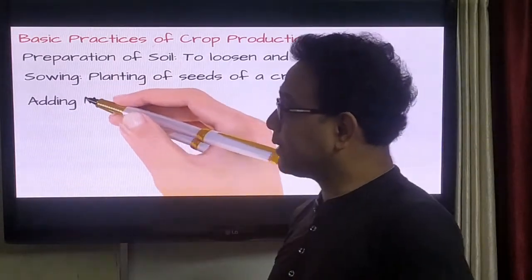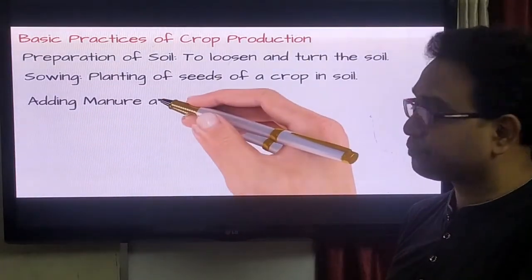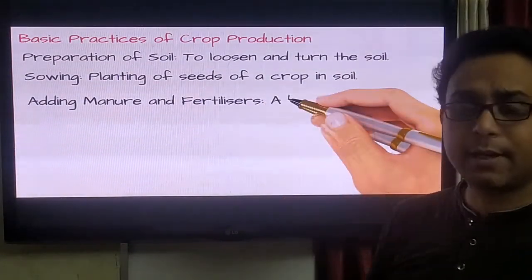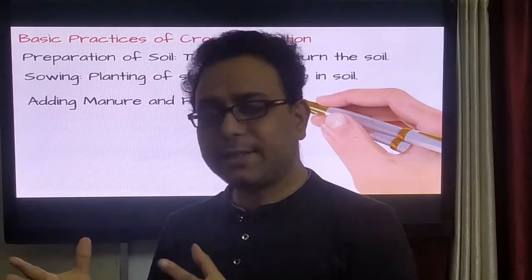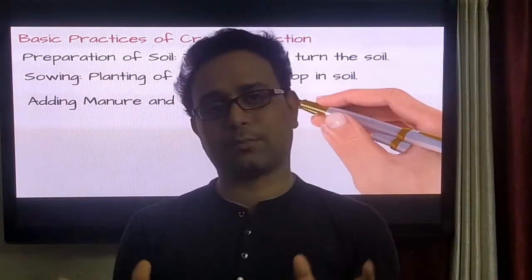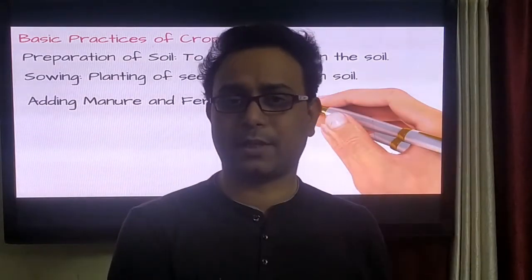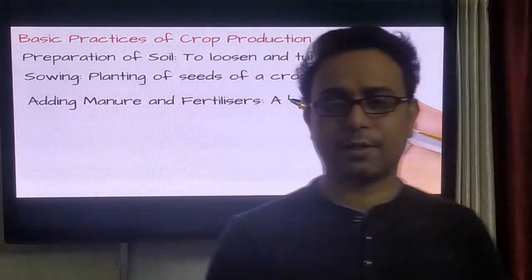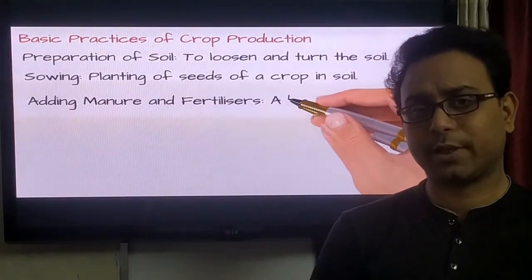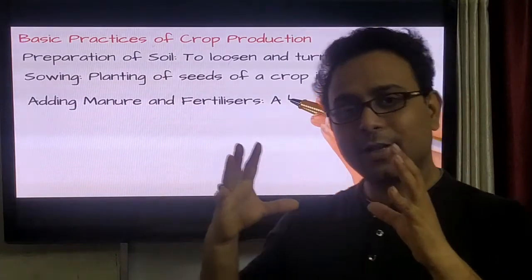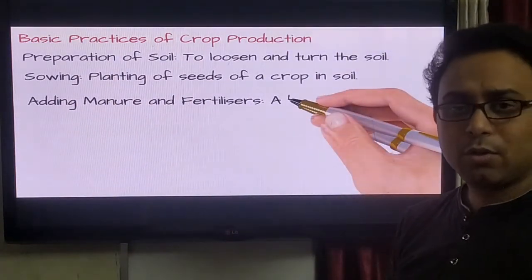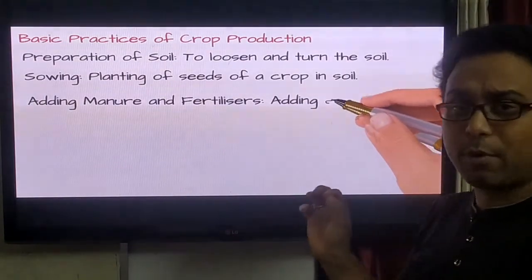Third step, that is adding manures. Adding manures and fertilizer is also important. Because when we cultivate plants on a large scale, not all parts of the soil have sufficient nutrients. Plants do not get sufficient nutrients. So the farmers add manures and fertilizer. Manure and fertilizer is a very important step.